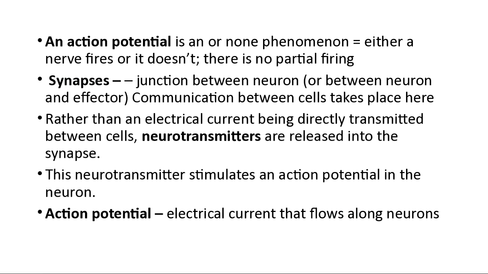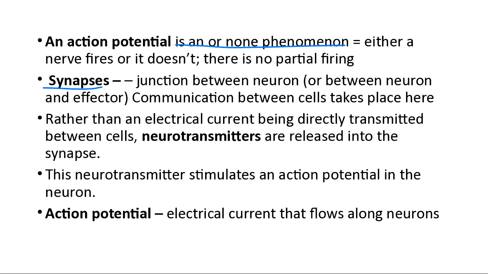An action potential is essentially a nervous impulse. It's very similar to an electrical impulse in a wire going to your computer. It's an all or nothing phenomenon. Either you have one or you don't. Now, a synapse is a junction between two neurons or between a neuron and the effector. Communication between the cells takes place here.